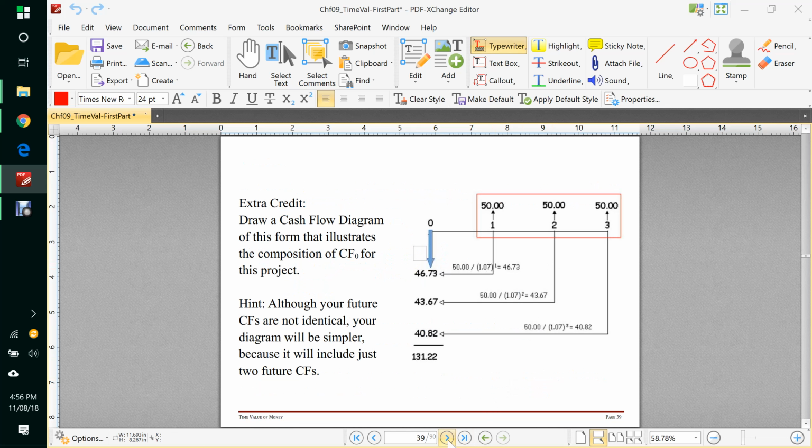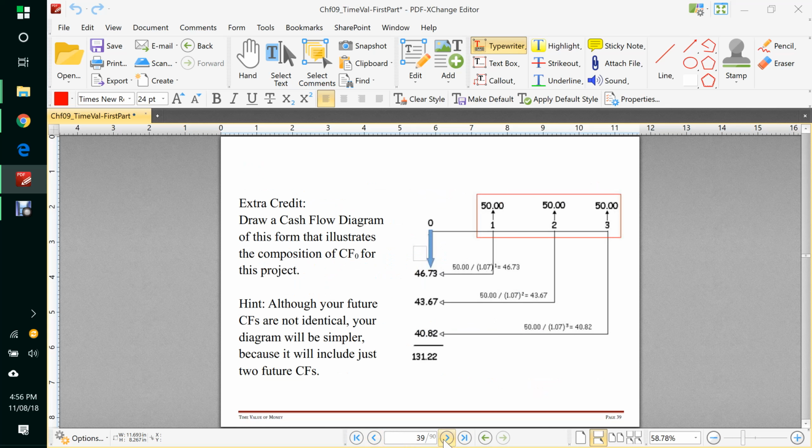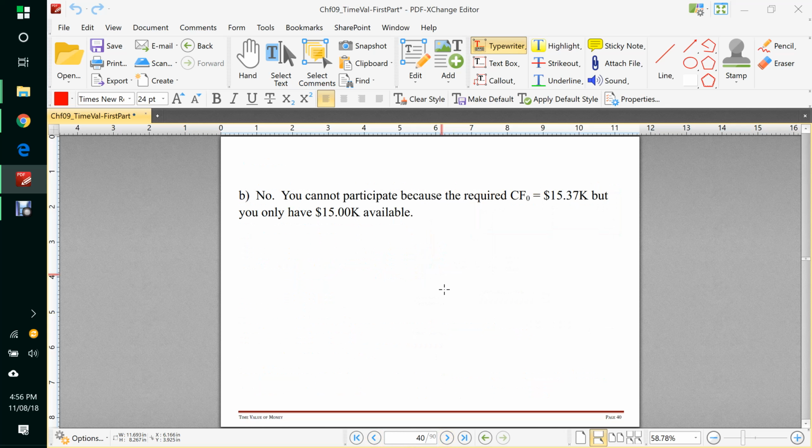So that's all good. And I still need to answer the question though, could we participate? And as you can see here, I've got the answer. We only have $15,000, and we would need $15,370, so we cannot participate in this one.